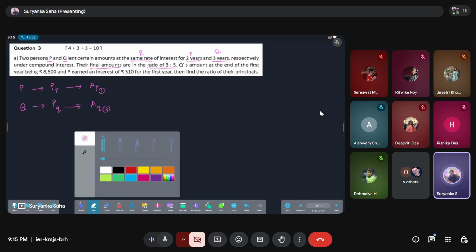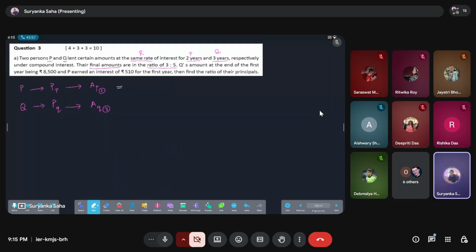Now this ratio, what will be the value? Let me write the values also, it will be easier. The rate is the same, so principal into 1 plus R by 100. AP2 is PP into 1 plus R by 100 to the power 2. AQ3 is PQ into 1 plus R by 100 to the power 3.